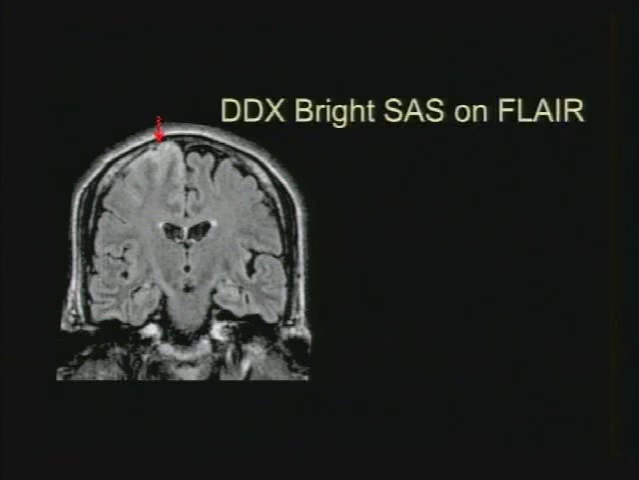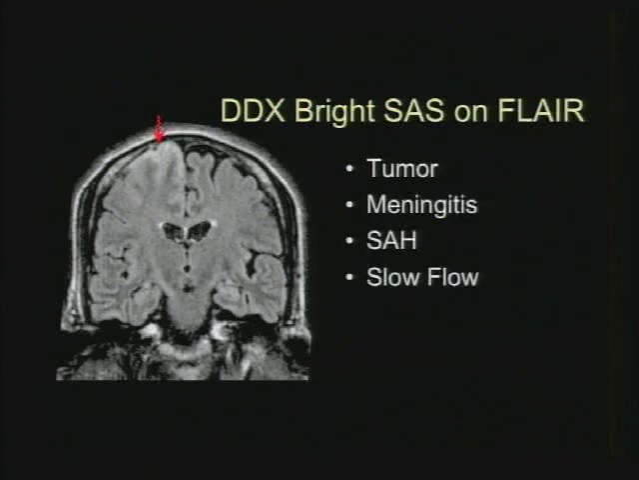So we're going to pause here for a differential for bright signal on FLAIR in the subarachnoid space. The big ones are tumor, pus, and blood. You can also see high signal with slow flow. So if you have ipsilateral carotid stenosis and PCA collaterals, you can also see this appearance. So be thinking about that, especially if you were to see watershed infarcts. And also oxygen therapy, which tends to be more diffuse.